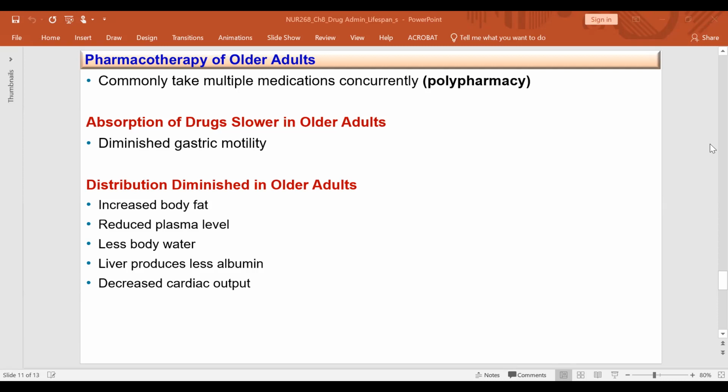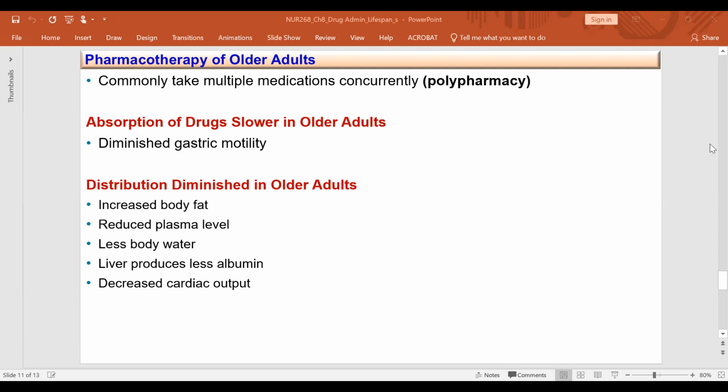Delayed gastric emptying and reduced splanchnic blood flow occur. Decreased blood flow to and from the GI tract will slow down absorption. There will be an increase in gastric pH, so it will take longer for tablets and capsules to dissolve.